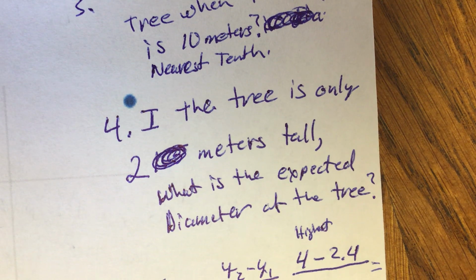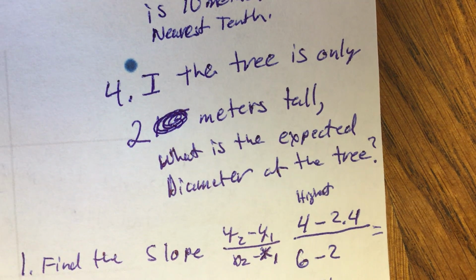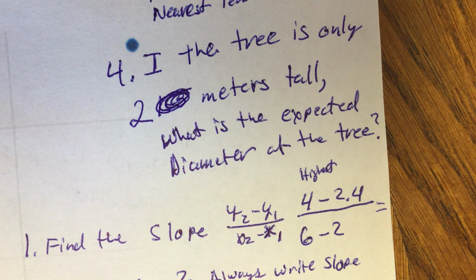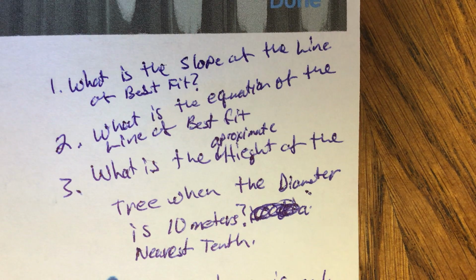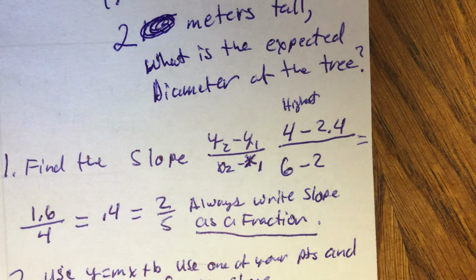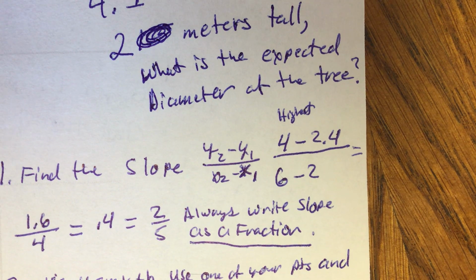And if the tree is only 2 meters tall, what is the expected diameter of the tree? So we're going to answer all those questions. Starting back at the first, we first need to find the slope of the line of best fit. We've already been doing slope, so this shouldn't be too hard. Remember, the slope is the subtracted y's over the subtracted x's.